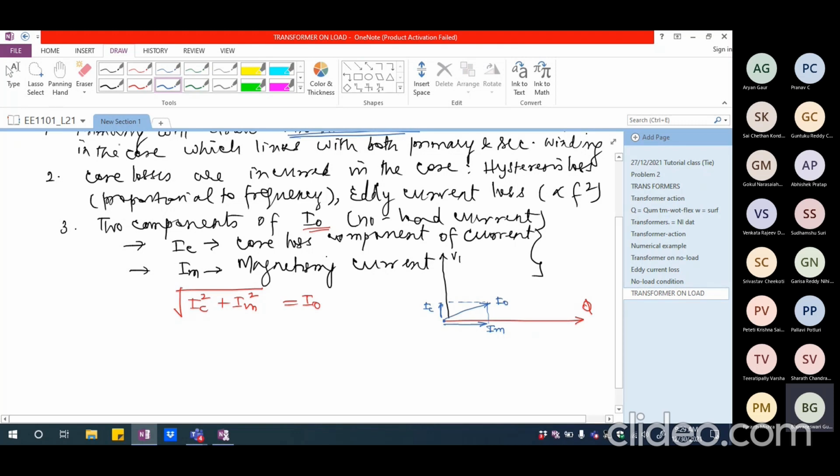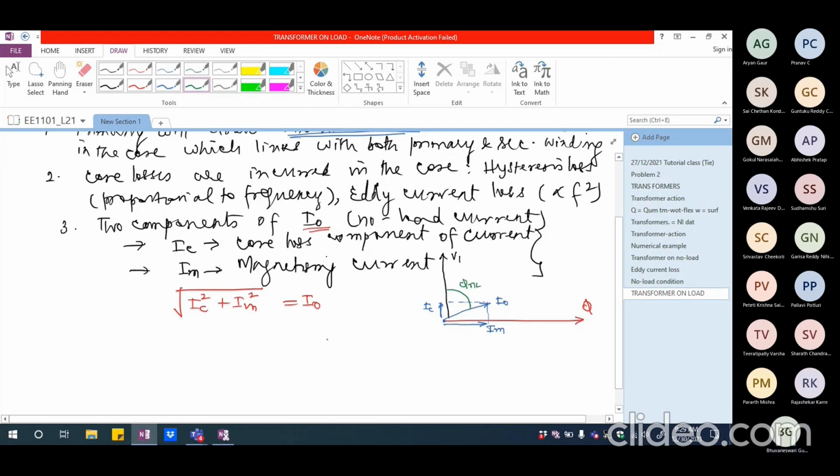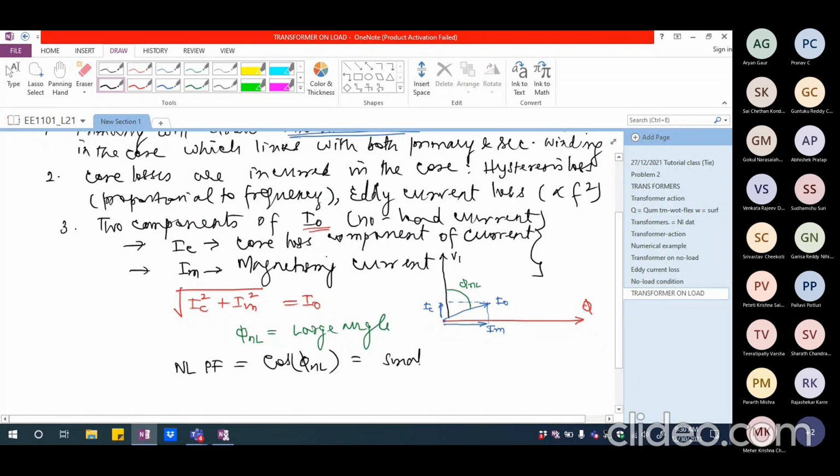So I0 is going to be displaced from V1 by a pretty large angle. So this is going to be phi no load, or the power factor angle under no load condition. The power factor angle under no load condition is going to be a large angle. So I should say definitely that the no load power factor, which is cos of phi no load, is going to be really small. So this will be only of the order of 0.1 or 0.2.